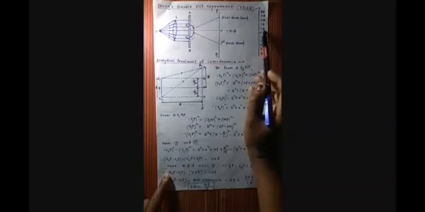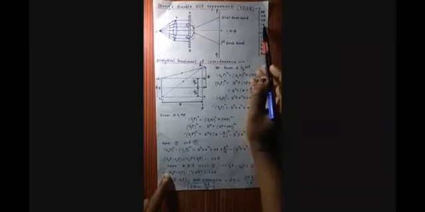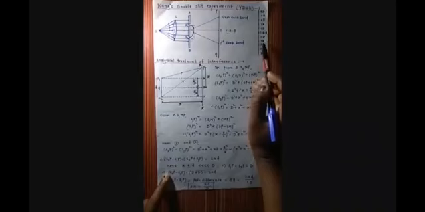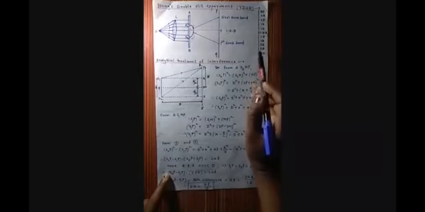Above the CBB there is a first dark band, then alternately the first bright band, second dark band, second bright band, third dark band, and it continues. Similarly below the central bright band: the first dark band, first bright band, second dark band, second bright band, and third dark band. And this is nothing but the Young's double slit experiment.